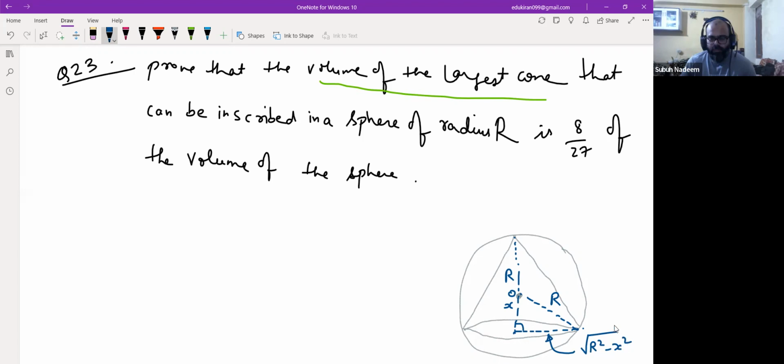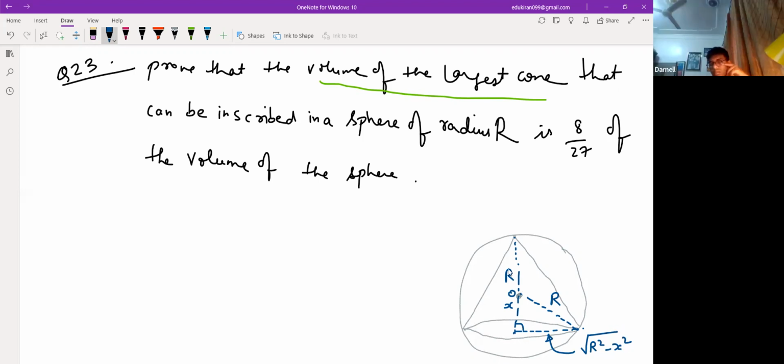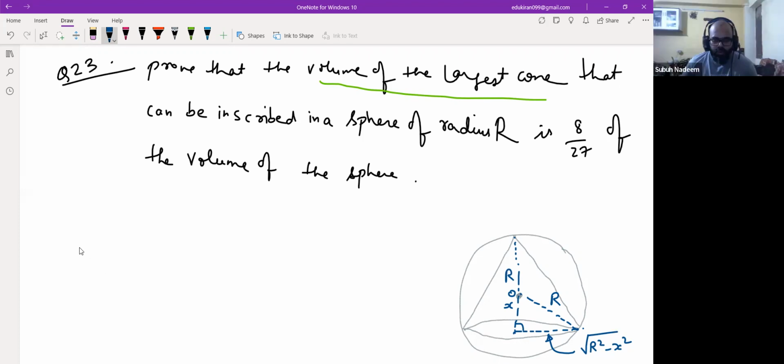Yes. Is it clear now? Yes. So x is the variable. Now what is the volume of the cone? Volume of cone is 1 by 3 pi r square h. So what is r?